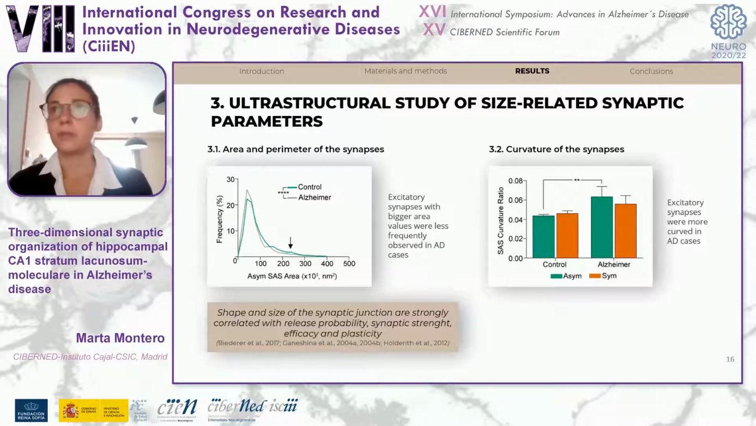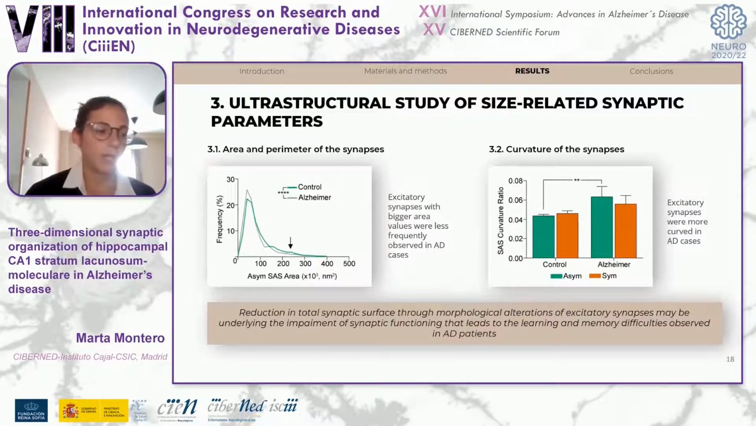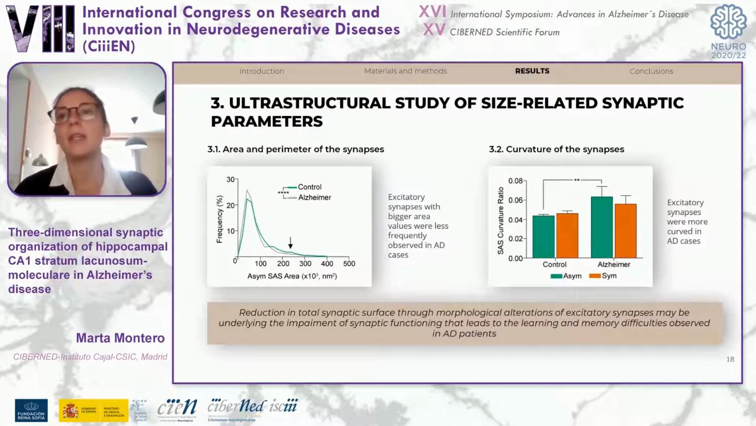If we now focus on the curvature of the synapses, we found that excitatory synapses were more curved in Alzheimer's disease cases than in control cases. And although the mechanisms are less understood, synaptic curvature has also been associated to synaptic efficacy. So taking all this data together, it seems that there is a reduction in total synaptic surface in Alzheimer's disease that is taking place through morphological alterations in excitatory synapses. This reduction may be underlying the impairment of synaptic functioning that may eventually lead to the learning and memory difficulties observed in Alzheimer's disease patients.